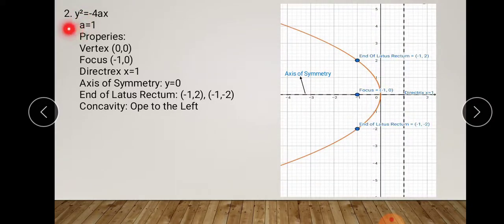Example number 2. y squared equals negative 4ax, and a is equal to 1. Properties: vertex at the point 0, 0, focus negative 1, 0, directrix x equals 1, axis of symmetry y equals 0, ends of latus rectum are at the points negative 1, 2, and negative 1, negative 2, and the concavity is open to the left. And this is the graph of example number 2.